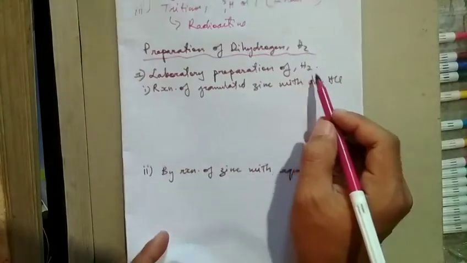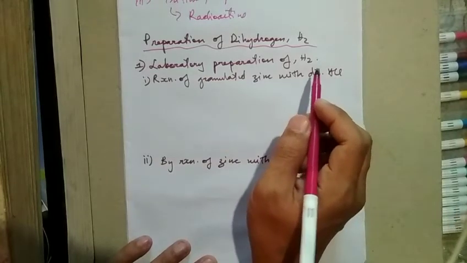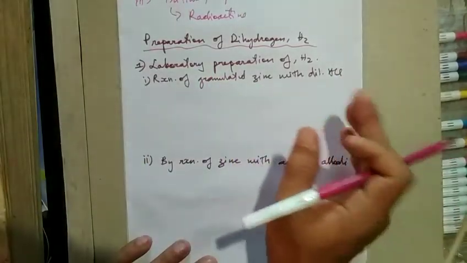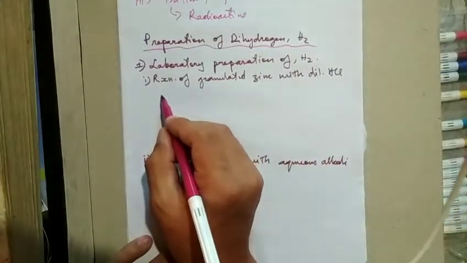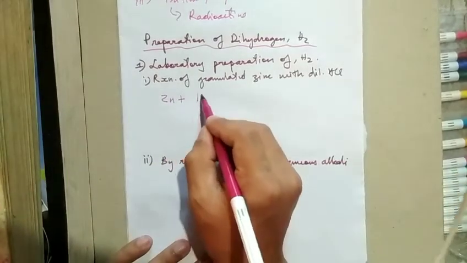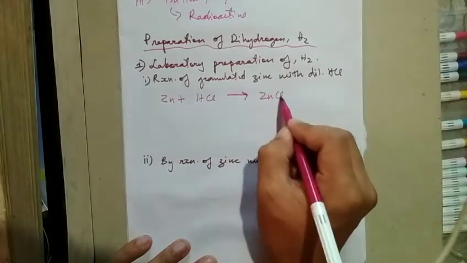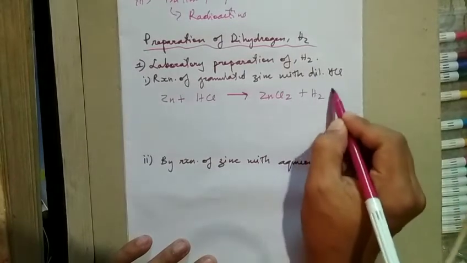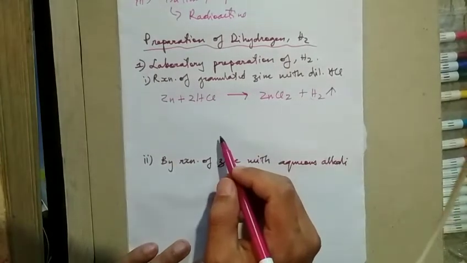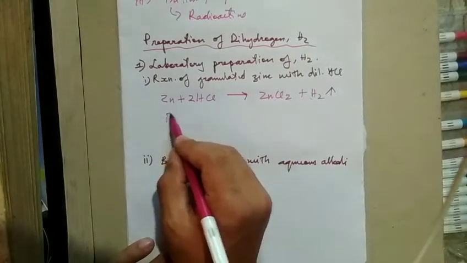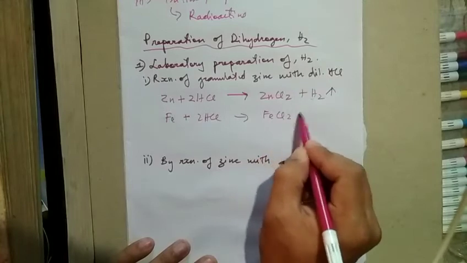Now let's go to preparation of dihydrogen. Laboratory preparation of dihydrogen: reaction of granulated zinc with dilute HCl. Zinc is an active element. So let's see the reaction between zinc and HCl. Zn plus 2HCl will give ZnCl2 plus hydrogen. So hydrogen is liberated. Another example can be iron: iron plus 2HCl gives FeCl2 plus H2.